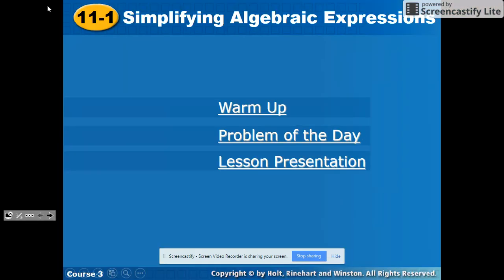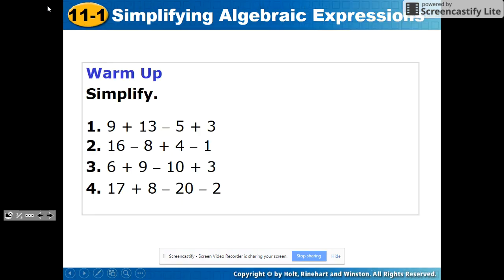Okay, guys, today we're going to be working on simplifying algebraic expressions. We've done some of this prior to today, but we're going to add some distributive property in there, which is what you learned yesterday. So we're going to start with a warm-up. Go ahead and simplify these expressions.